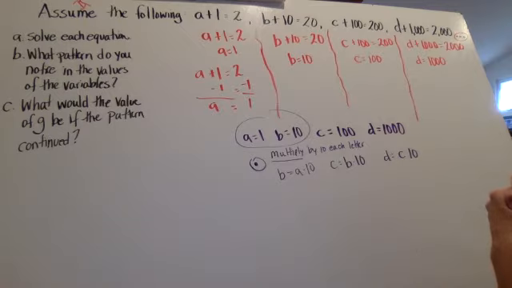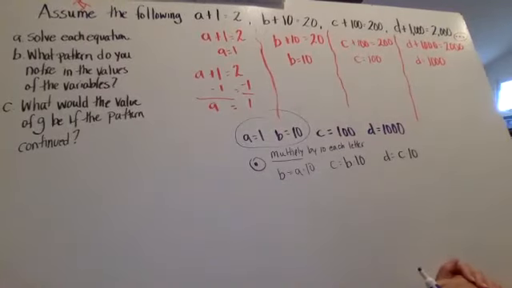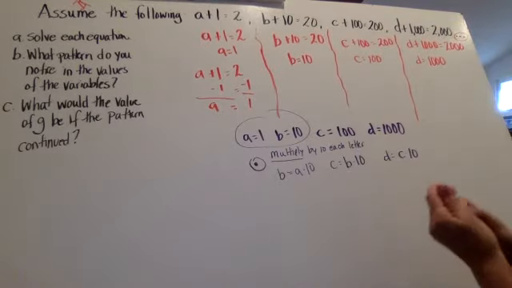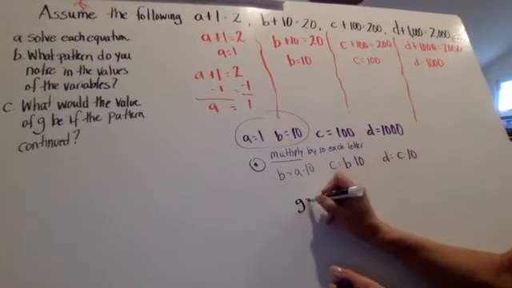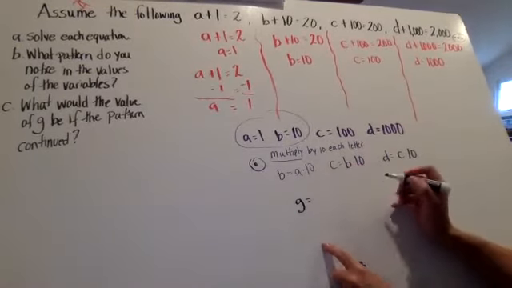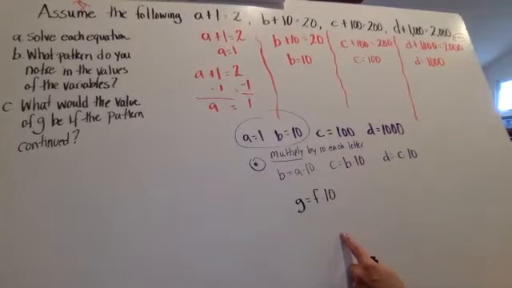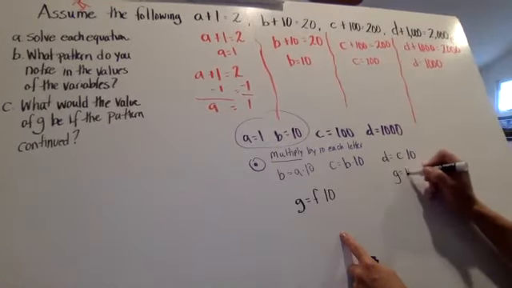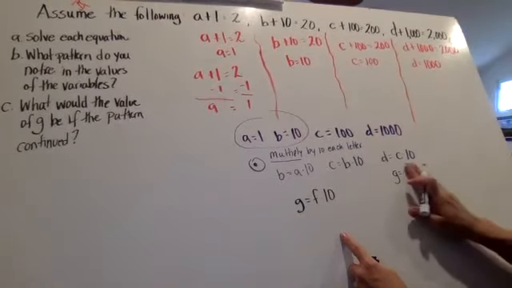Not sure. Because we're trying to get over here to C. What would the value of G be if the pattern continued? The value. What would G equal? G, what's the letter that comes before G? What's the letter that comes before G? F equals 100,000, right? So you're thinking G would equal 100,000? No, G would equal 1,000,000. Okay, G is equal to 1,000,000.